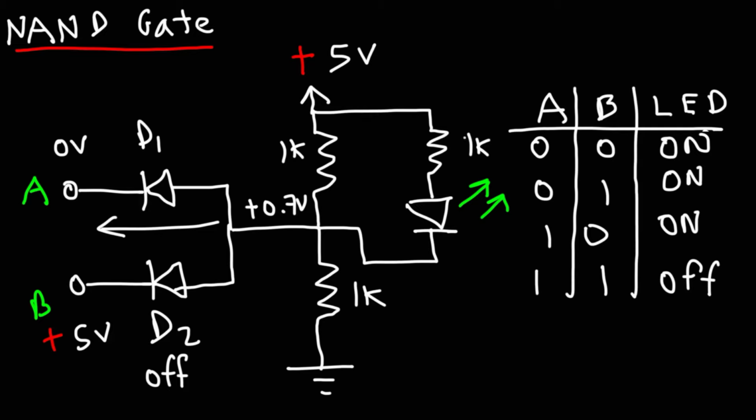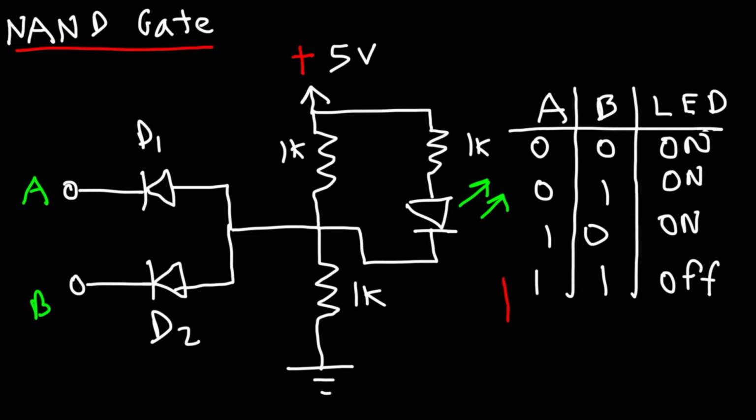Now, notice the potential between the resistor and the LED. So this is at 5, this is at 0.7. We have a potential that's greater than 2 volts, so the LED will be on. And so for this situation, if A is 0 and B is 1, the LED is on. Now let me erase these numbers. And let's try the last situation. Let's see when the LED will be off.